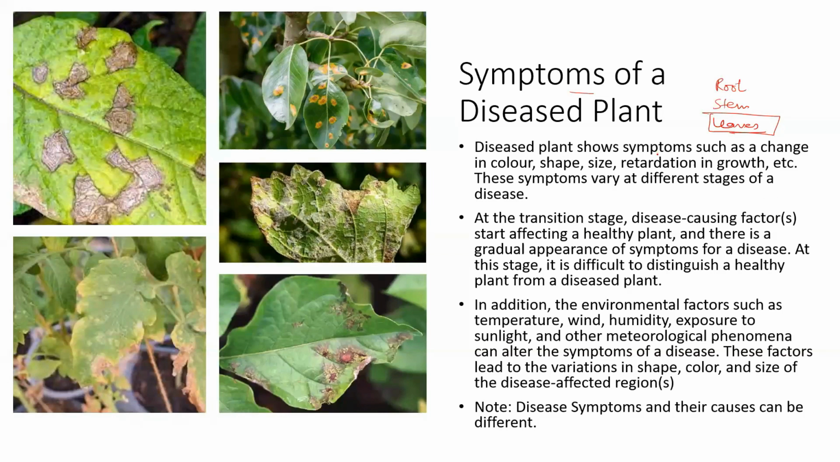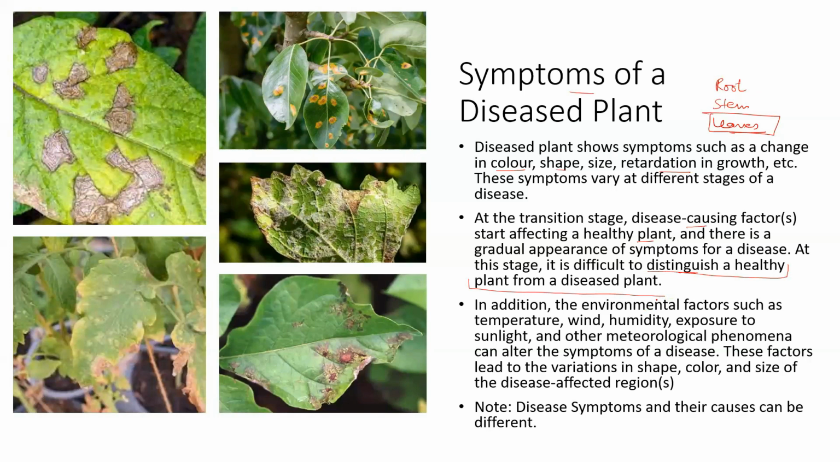Okay, so the symptoms are, if there is a change in the color, shape, size, and growth. These are symptoms. At the transition state, disease-causing factors start affecting a healthy plant, and there is a gradual appearance of the symptoms of the disease. At this stage, it is very difficult to distinguish a healthy plant from a diseased plant. Okay, this is very important. When we are building a system that is going to distinguish a healthy plant from a diseased plant, it is very important that you identify these things in the early stages.